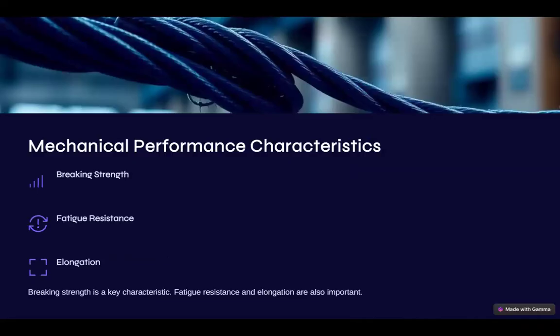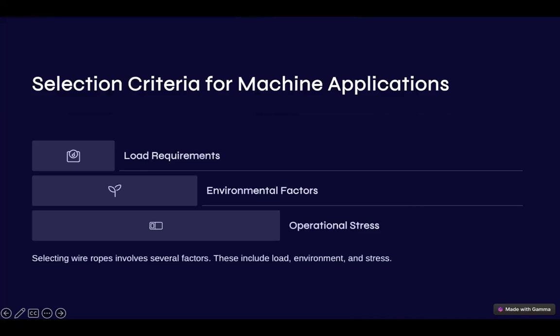The characteristics of a good wire rope are, of course, breaking strength. It should have a high breaking strength. It should also be fatigue resistant, because it will always be subjected to fatigue, and also consider elongation. Of all these characteristics, breaking strength is the key characteristic of a wire rope. In designing a wire rope, you need to know the load requirements, the operational stress, and the environmental factors. Is it located in a cold area, temperate climate, or tropical? We need to have the right materials for that.